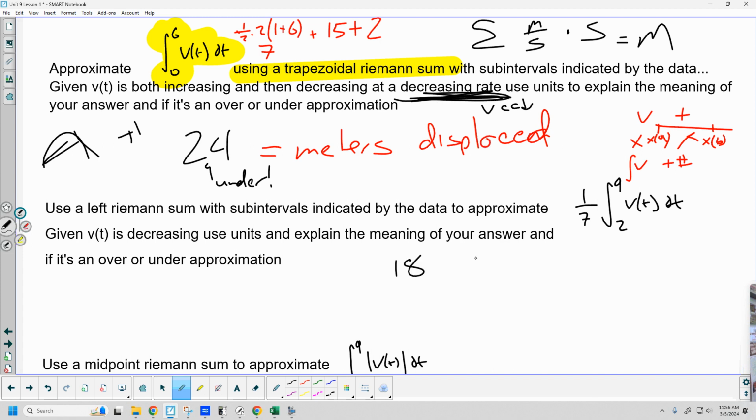The integral is 18. So the answer is 18 over 7. See if you can get that. So it's 18/7.